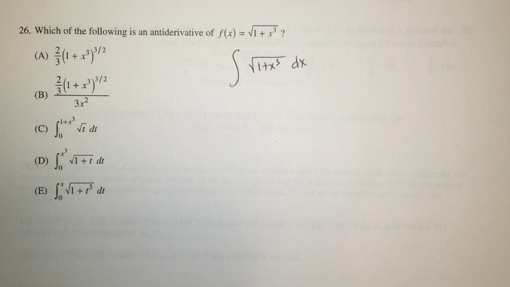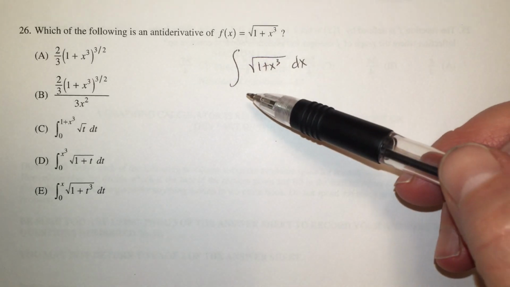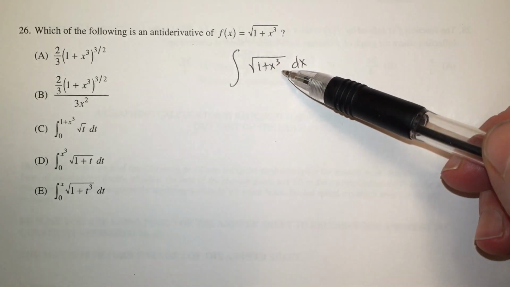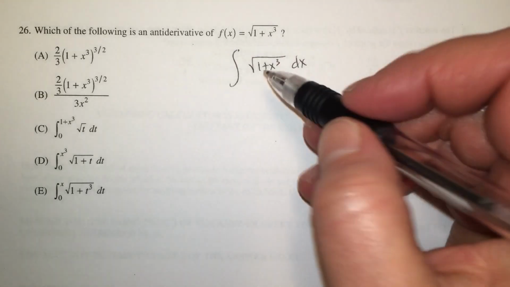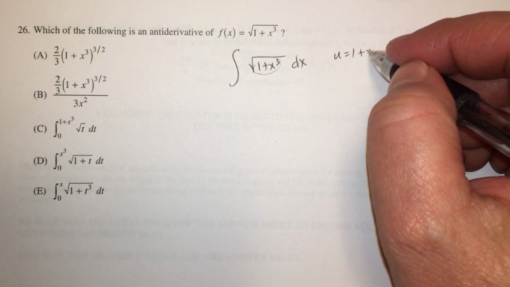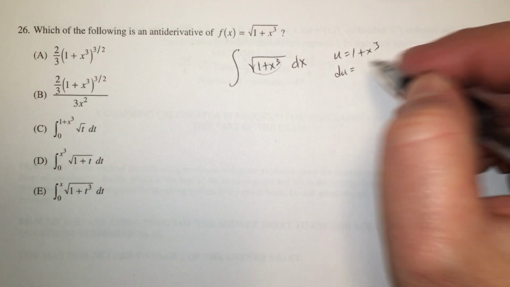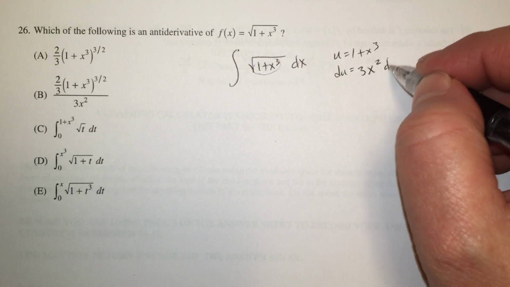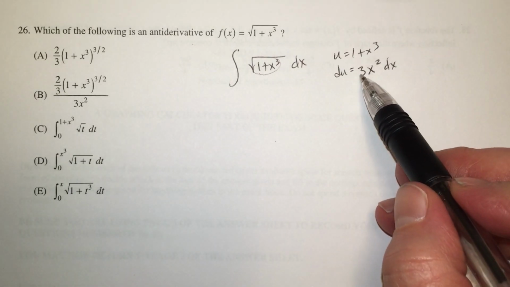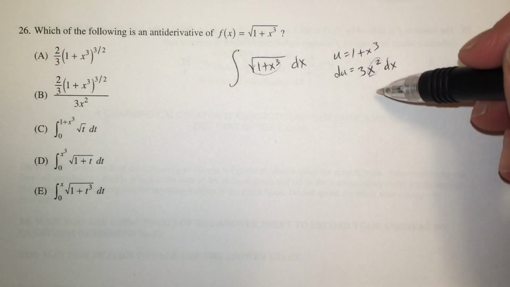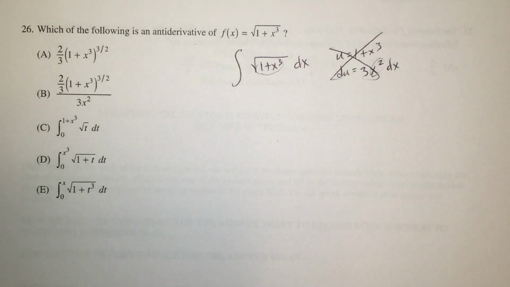Well, one thing you can do if you don't see any patterns for finding the antiderivative: there's not a u substitution that's going to work here, because the only thing to pick for the u would be the 1 plus x cubed, and if we find du, it doesn't take long to see that we're going to need a 3x squared dx. The 3 we could fix, but the x squared is not fixable, so using a u substitution is not going to work.